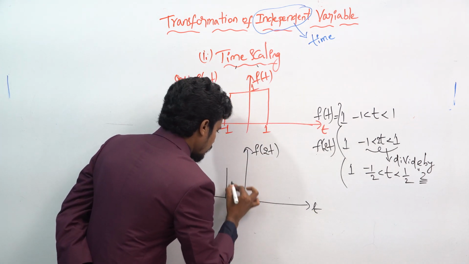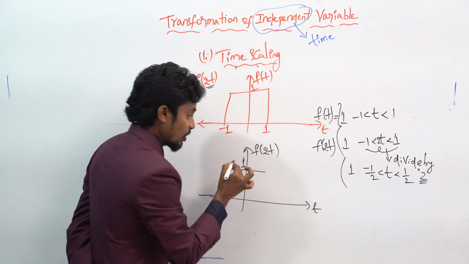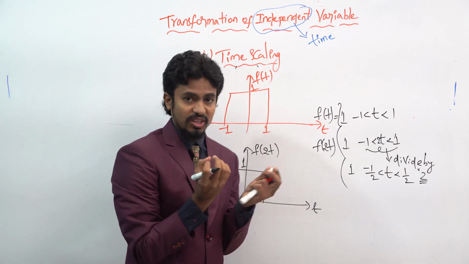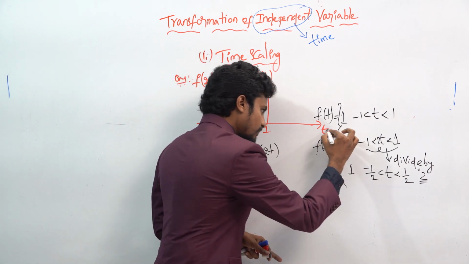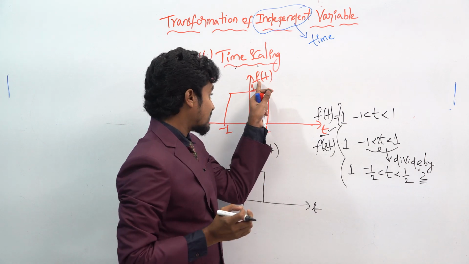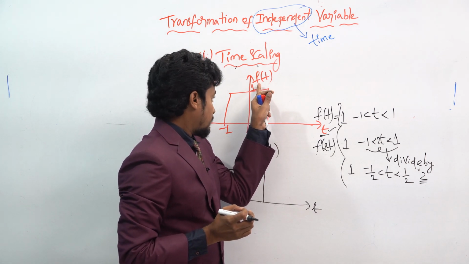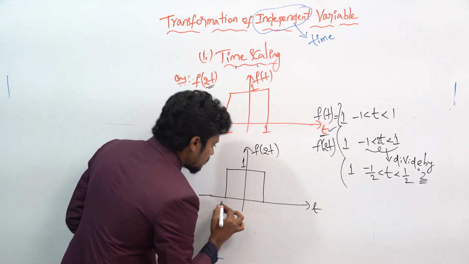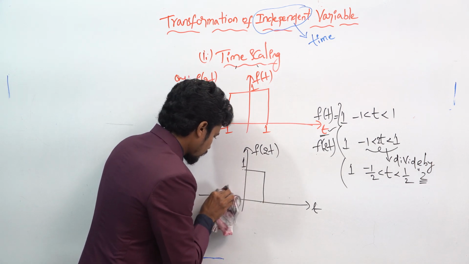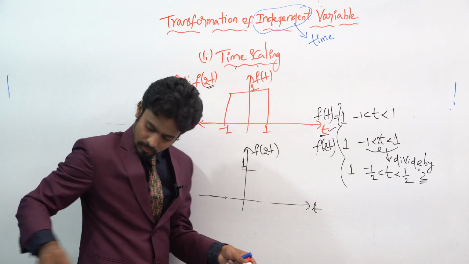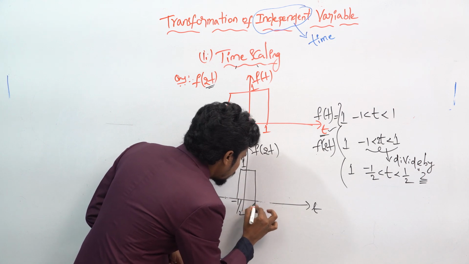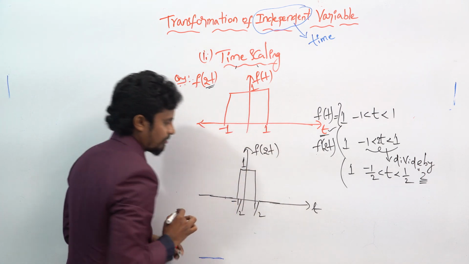So here the magnitude or amplitude can't be changed. This will be the constant 1. Here we have to play with the time only. In this time t, we have to play with minus 1 and plus 1, but you can't disturb the amplitude or magnitude. So this will become minus 1 divided by 2, and here this will be 1 divided by 2.